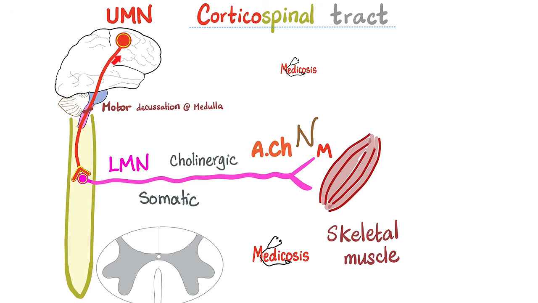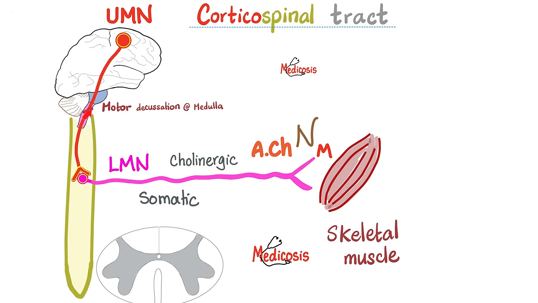And then these fibers will descend. We're still on the right side of the brain. We're going to pass through the posterior limb of the internal capsule. And then we are in the midbrain, occupying the crus cerebri or the cerebral peduncle. Then we're going to occupy the basilar part of the pons, basis pontis, which is in the anterior half of the pons.